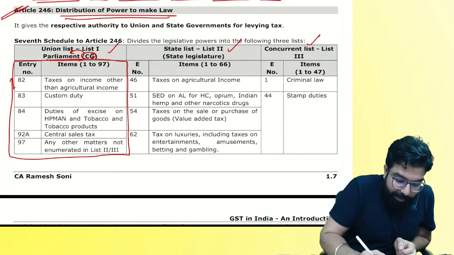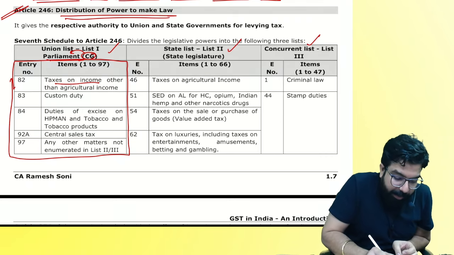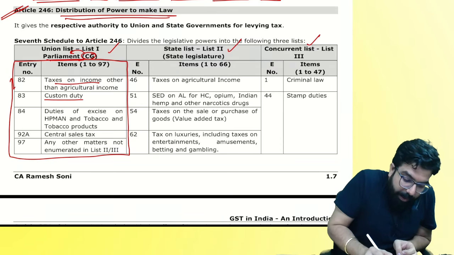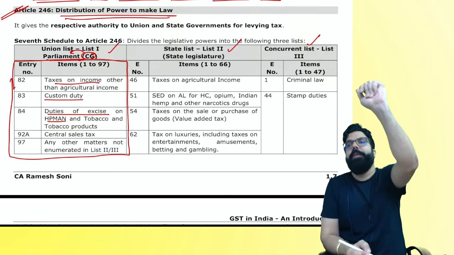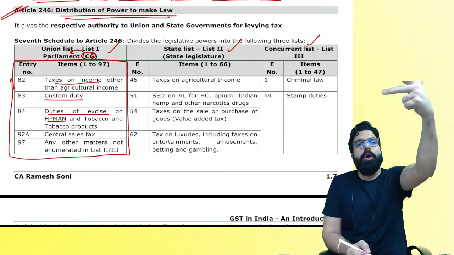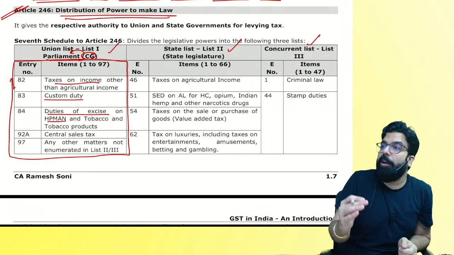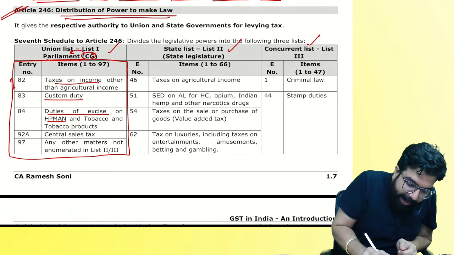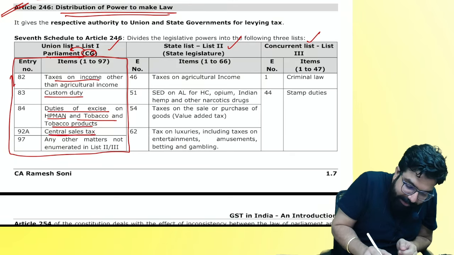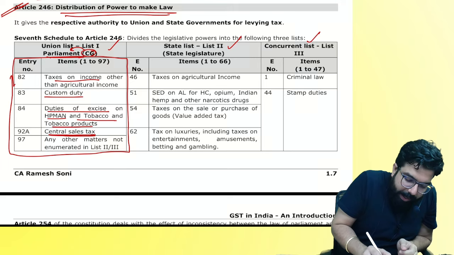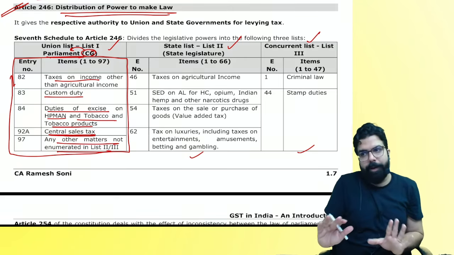Okay. So relating to taxes on income, income tax, who makes the law? Central government. Customs duty, who will make the law? Duties of excise on HPMAN. You know HPMAN, everyone. What is HPMAN? High speed diesel, petroleum crude, motor spirit, aviation turbine fuel and natural gas. Who will make the law, everyone? And tobacco, and tobacco. CST, central sales tax. Who will make the law? Any other matter which is not there in list number 2 and list number 3, who will make the law? Central government. Are we clear?